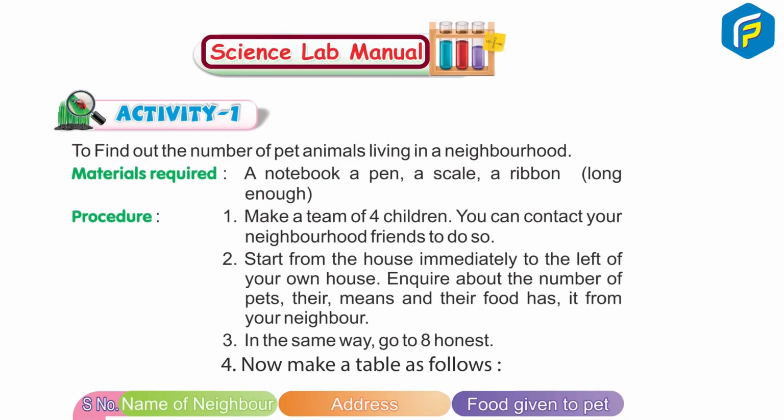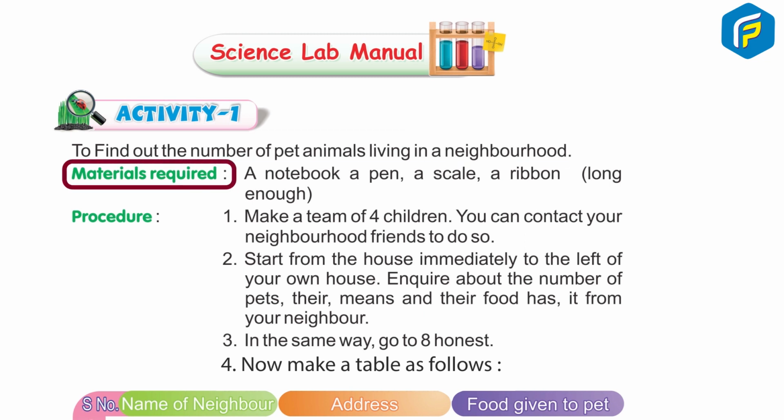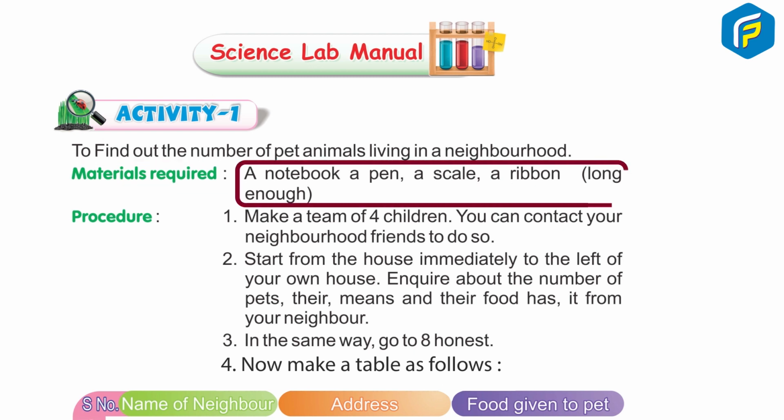Pets Lab Manual. Activity 1. To find out the number of pet animals living in a neighborhood. Materials required: a notebook, a pen, a scale, a ribbon long enough.